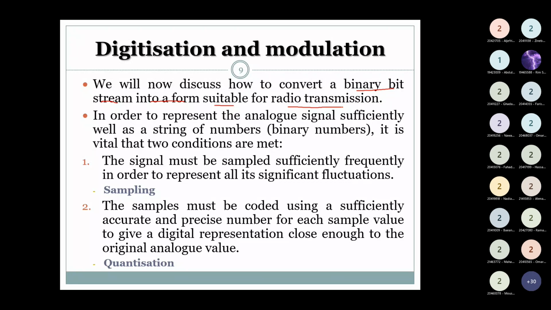So in order to represent the analog signal sufficiently, as a string of binary numbers, it is vital that two conditions are met. We have already seen how to convert an analog signal to a digital one. There are two steps that we need to follow. First, the signal must be sampled sufficiently frequently in order to represent all its significant fluctuations. It is called sampling.